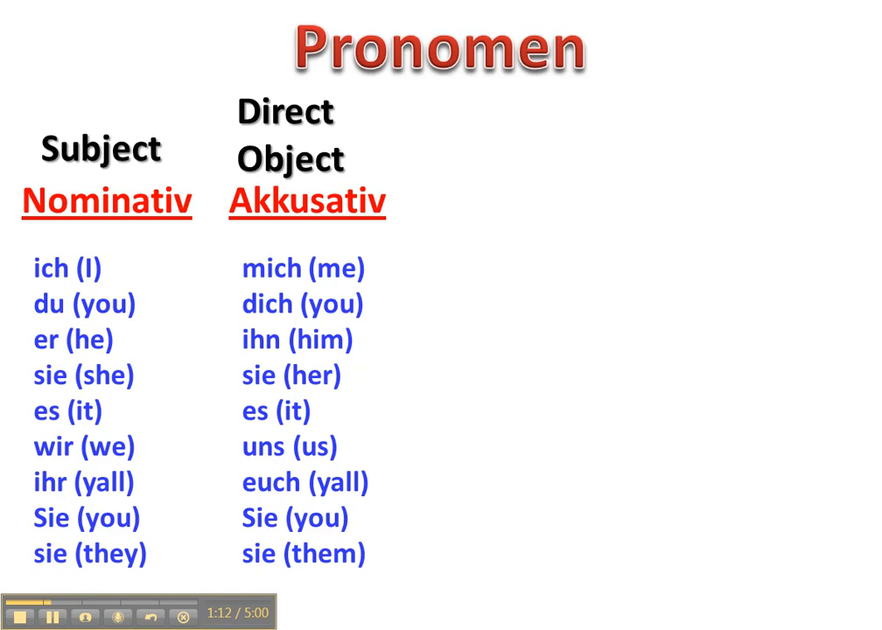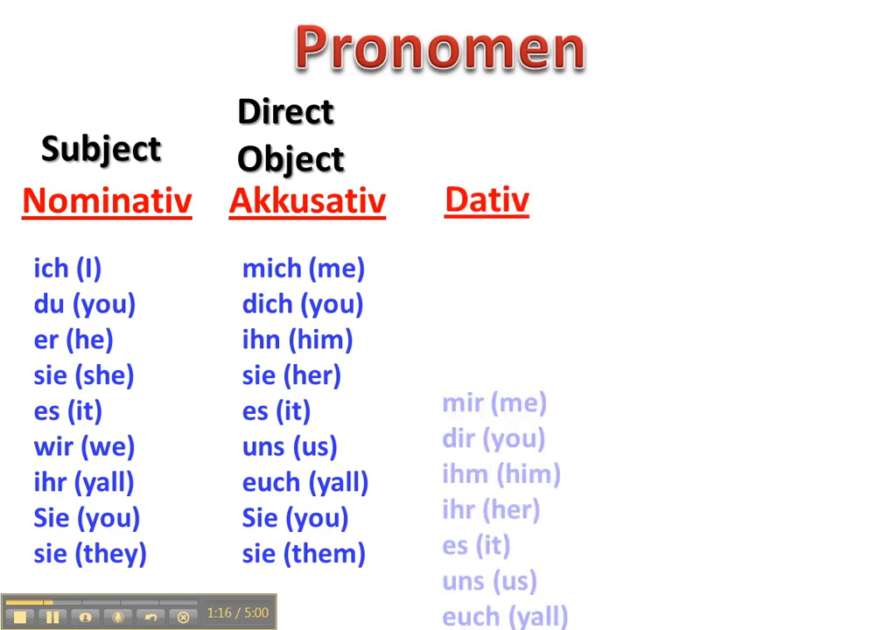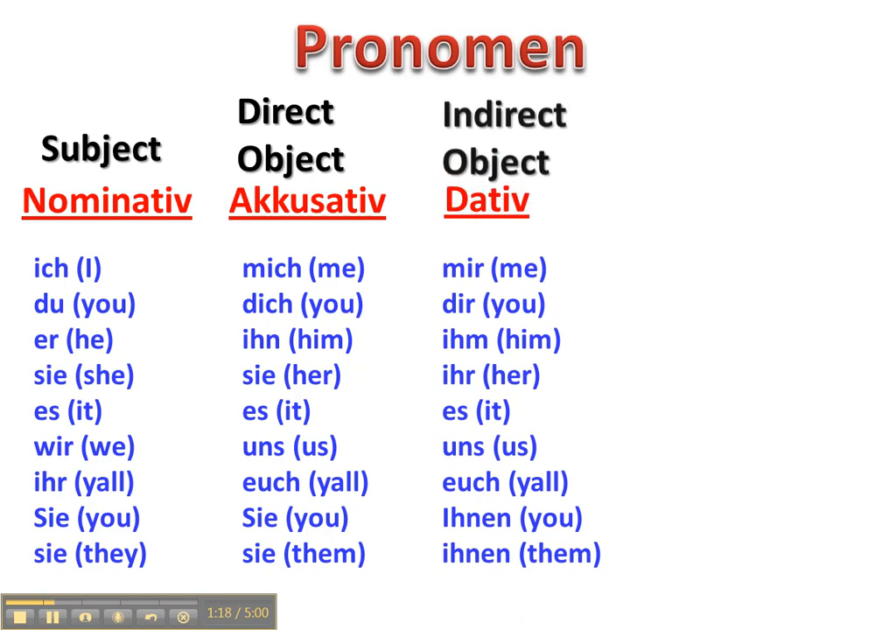Okay, so when a pronoun fills the role of the indirect object, it becomes dative. And they change yet again. So in German, these changes are mir, dir, ihm, ihr, ihm, uns, euch, ihnen, and Ihnen.